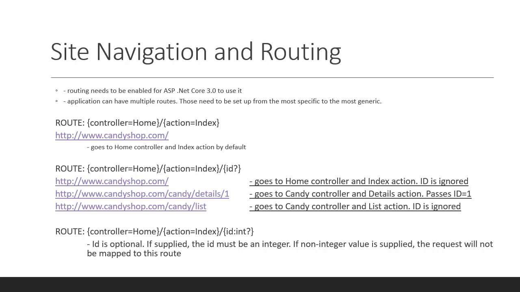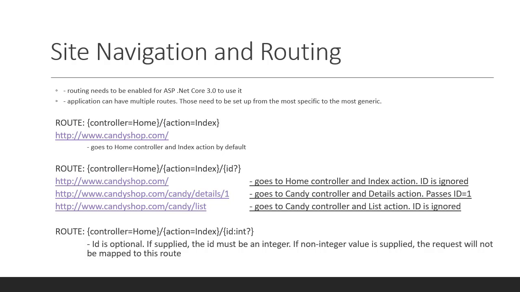The second one is mapped because we specify the controller, which is candy, and the action, which is details, and we also pass in the ID of 1. And the third one is mapped because we specify the controller, which is candy, and the action, which is list, and the ID is optional, so we do not need to pass it in order for us to use this route. So for our application, this one route will work great because it will cover displaying lists of products as well as single products based on ID. And it will allow us to go to the home page just by typing the domain URL.